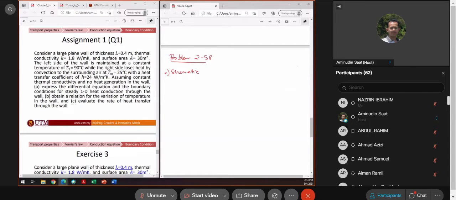So it's basically a large plain wall. Okay, so you have, it should be a straight line. My sketching is not good enough. So this is your L, and this wall has a K value, we'll define later. The surface area is 30 meters squared.